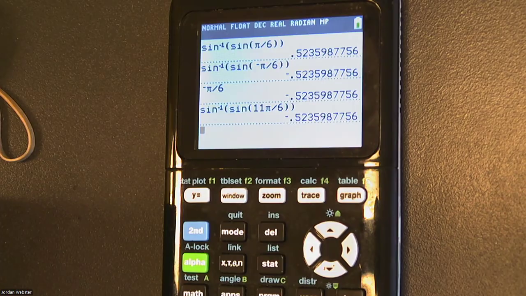By the way, if you realize where the 11 pi over 6 is, that's actually a coterminal angle with negative pi over 6. It's negative pi over 6 plus 2 pi. Does that make sense? So that's why we're getting back negative pi over 6 when we input 11 pi over 6, because those are coterminal.